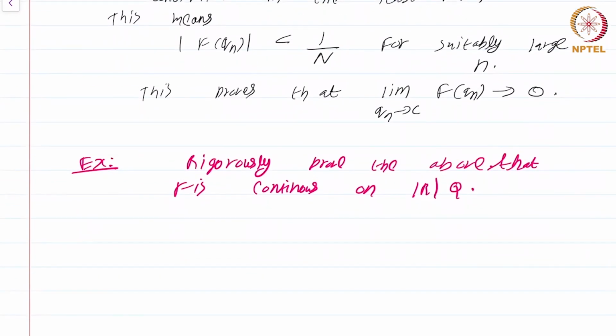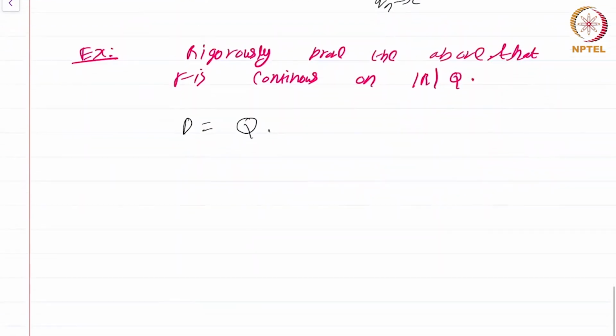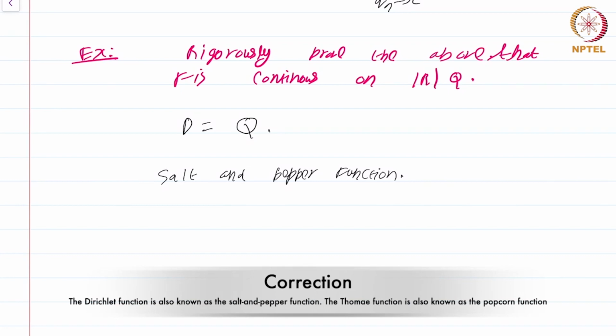Okay, what does this show? This shows that D, the set of discontinuities, is Q. So we have got some interesting stuff. We have found a function which is very weird. By the way, this function is also called the salt and pepper function. That's a nice terminology. So this function, the Thoma function, has set of discontinuities precisely the set Q.